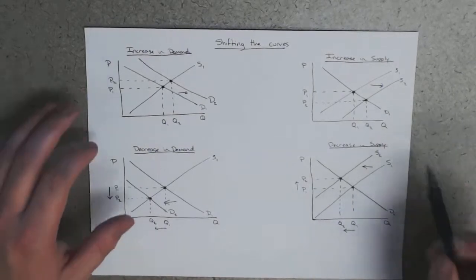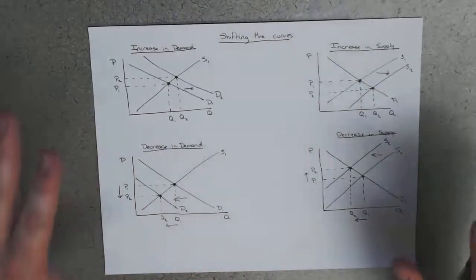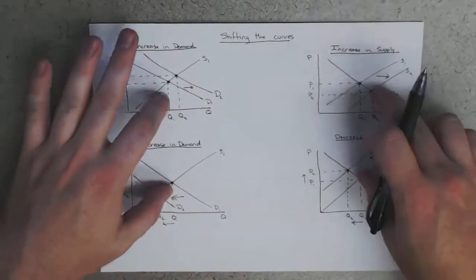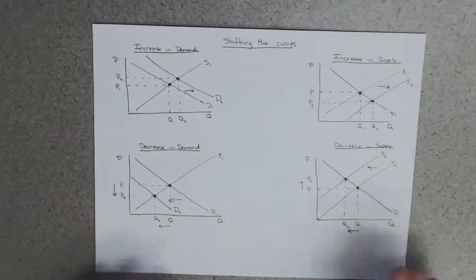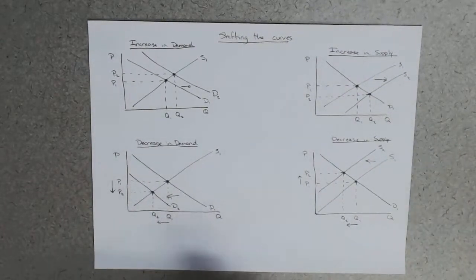But if you do it this way, you shift the curve and then you read it from there, you will never miss a question in this class. So shift the curve, then tell me. Shift, then read. Don't try to guess what it's going to say. Shift the curve and then read it. All right.